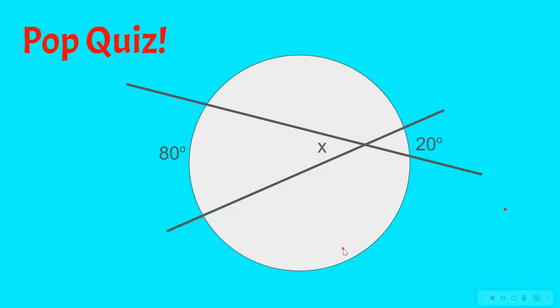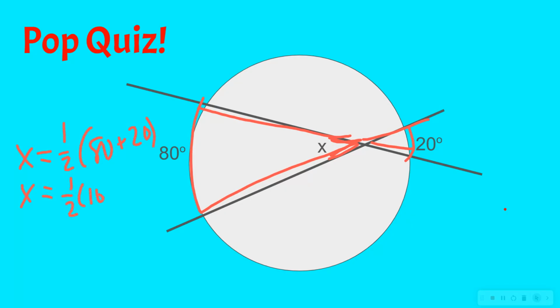Okay, so pop quiz. What is x? So again, it's the angle, the pointy part, equals 1/2 of the 2 arcs that it intercepts. So if it helps you, continue the lines out. So it's going to be 1/2 of 80 plus 20. Okay, order of operations, do the parentheses first. 80 plus 20 is 100, and half of 100 is 50.